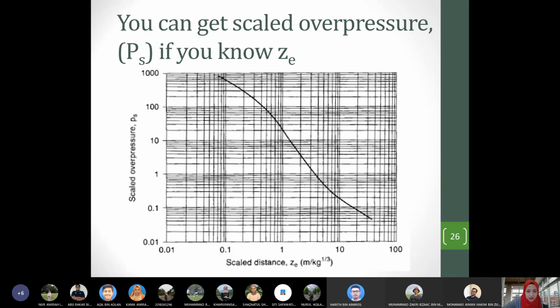Now ZE is 30. If we read up, and remember that the scale down here is a logarithmic scale, 30 will be around, if this is 10, this is 20, and this is 30. Okay, this will be 30. And go to the sides. We'll get a scale overpressure of, let's see, this is 0.01, 0.02, 0.03, 0.04, 0.05. I think it's 0.055. Okay, this is 0.055.